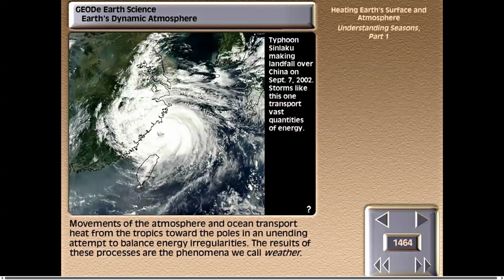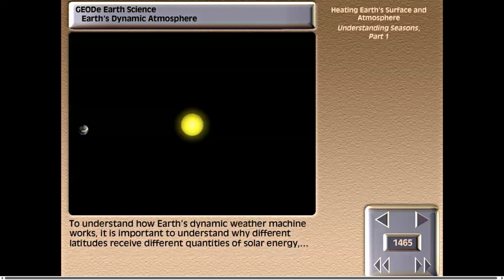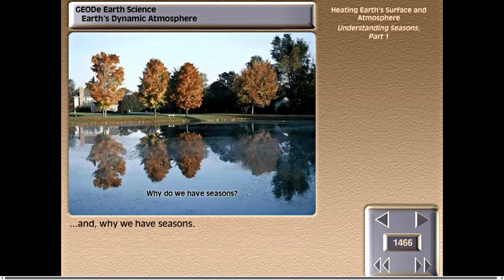Movements of the atmosphere and ocean transport heat from the tropics toward the poles in an unending attempt to balance energy irregularities. The results of these processes are the phenomena we call weather. To understand how Earth's dynamic weather machine works, it is important to understand why different latitudes receive different quantities of solar energy and why we have seasons.